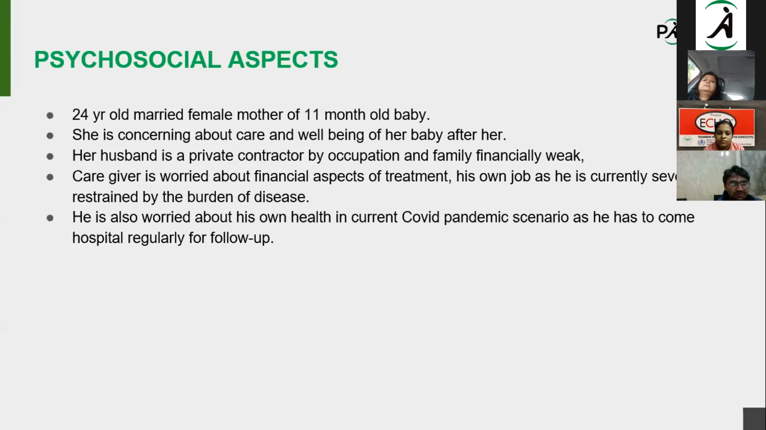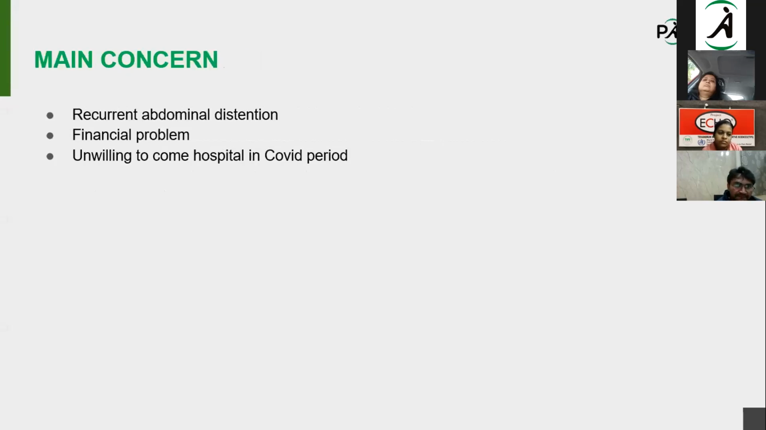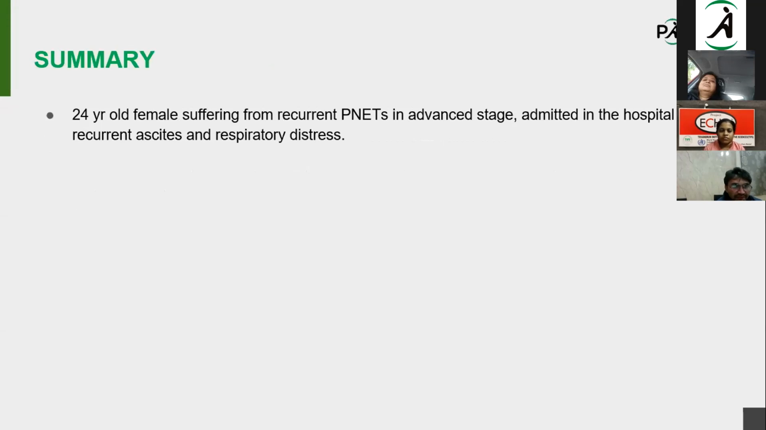and sometimes come to the hospital in emergency situations like severe respiratory distress. The main concern is the recurrent abdominal distension, which occurs due to ascites, financial problems, and unwillingness to come to the hospital in the COVID period. Now the summary: a 24-year-old female suffering from recurrent PNET in an advanced stage, admitted to the hospital for recurrent ascites and respiratory distress.